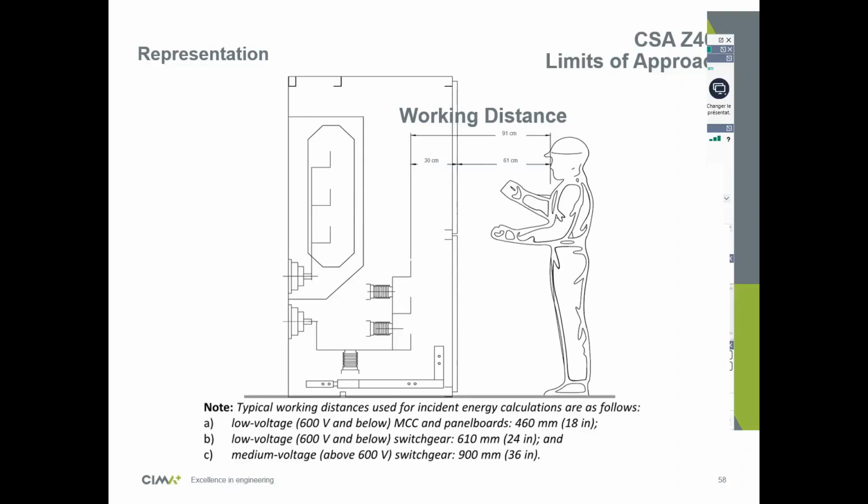What it represents is really the typical distance between the live bus bars and the chest of the worker. The reason why it's different between an MCC and a switchgear, for example, is that the switchgear construction makes it so the bus bars are farther back in the equipment. So they'll be further away from the worker. That's why the working distance is higher when you're working on a switchgear. So I hope this makes it clearer.